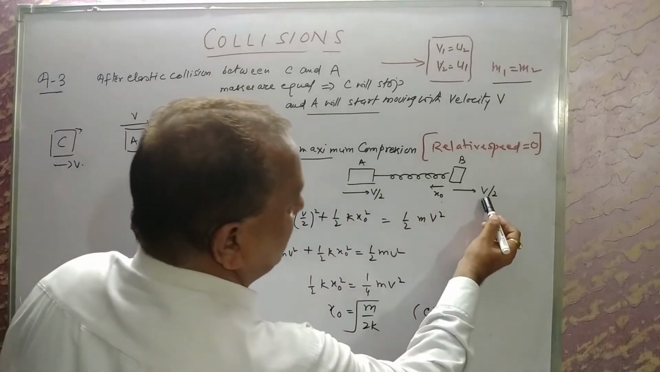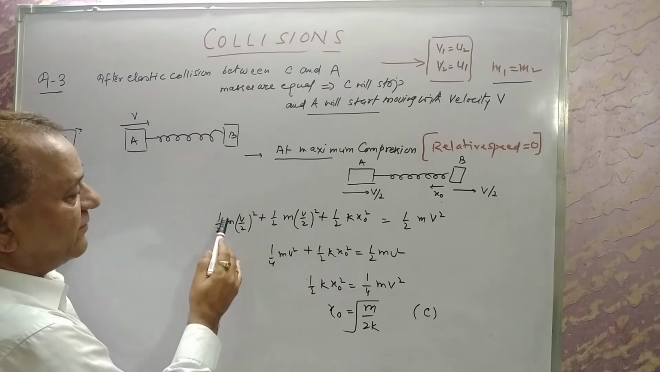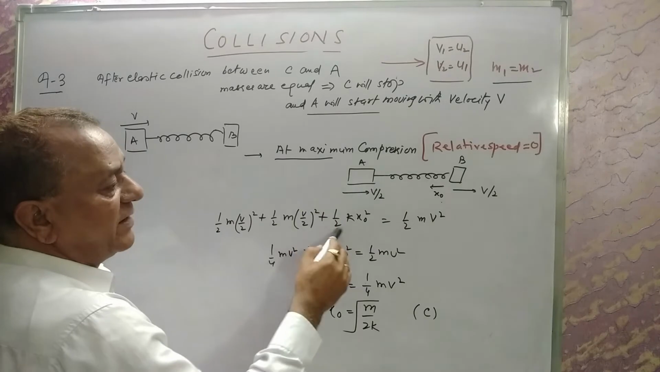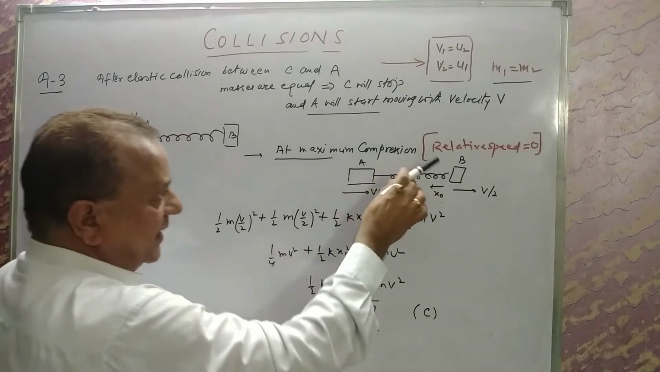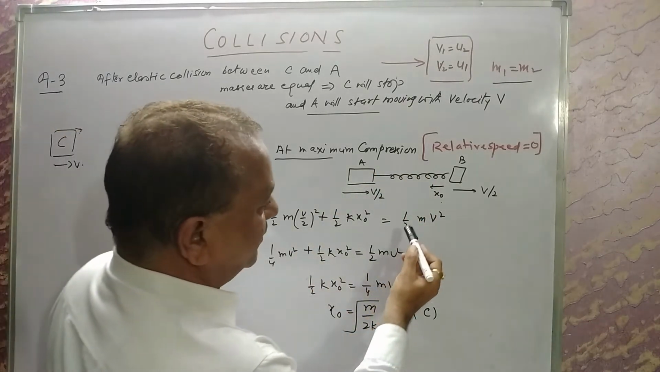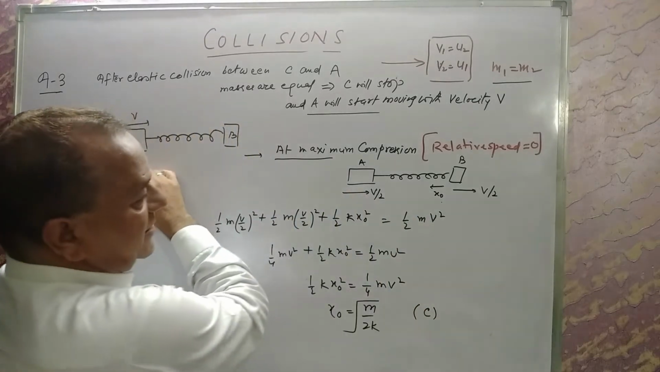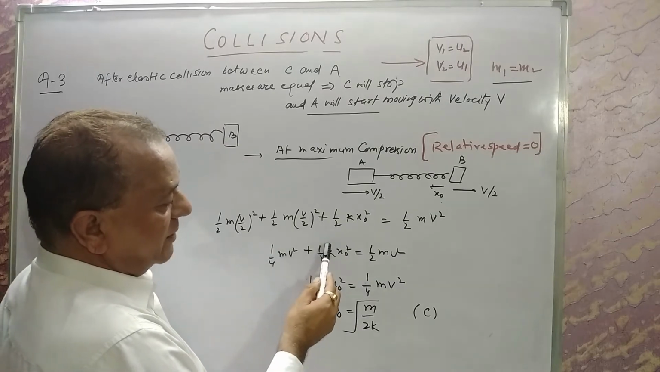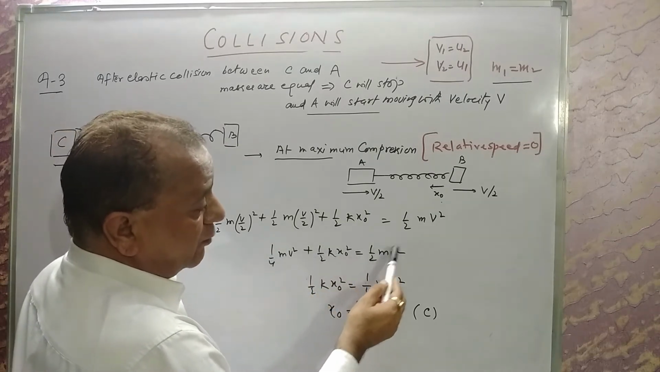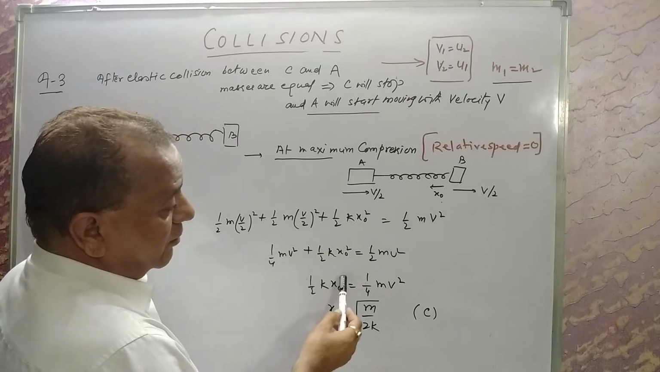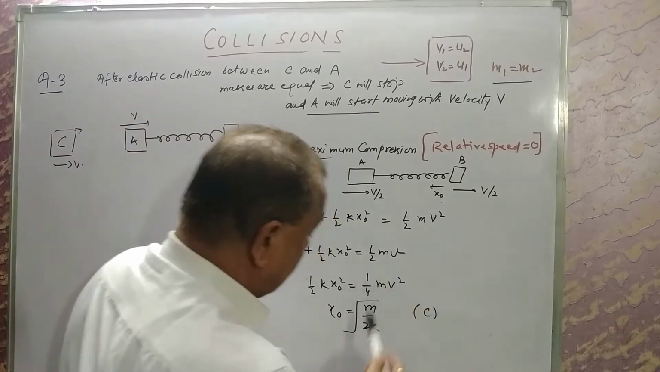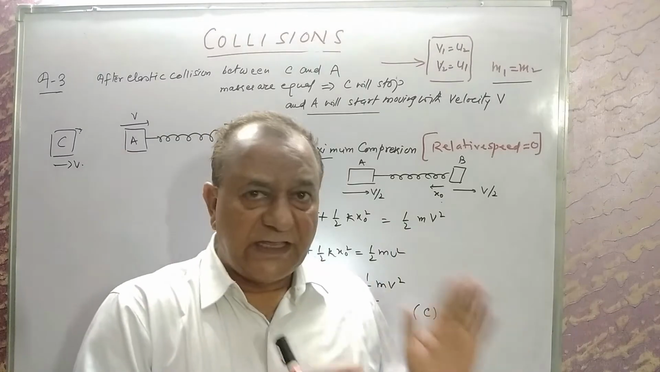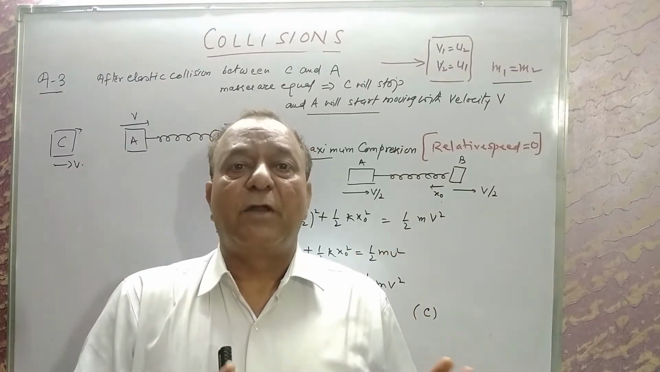Now you can apply the conservation of energy principle. Half m (v by 2) whole square plus half m (v by 2) whole square plus half k x naught square, the energy stored in the spring due to compression, is equal to half m v square, the original energy carried by A. This gives you 1 by 4 m v square plus half k x naught square equals 1 by 2 m v square. Half k x naught square is equal to 1 by 4 m v square. x naught is equal to the root of m by 2k. Answer is C.